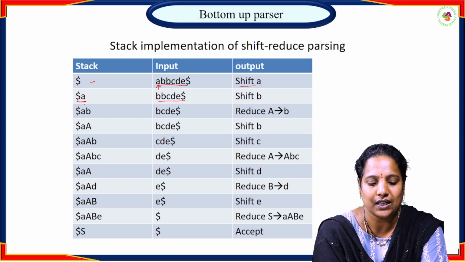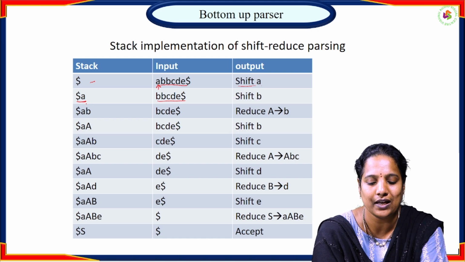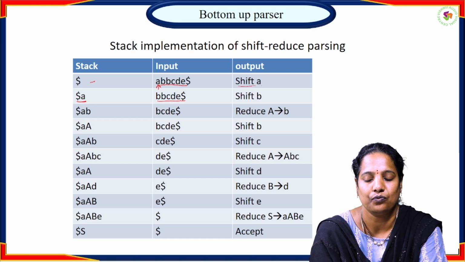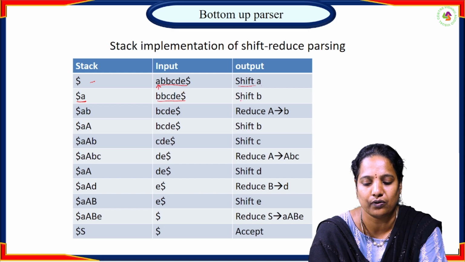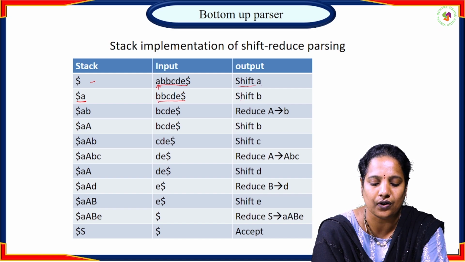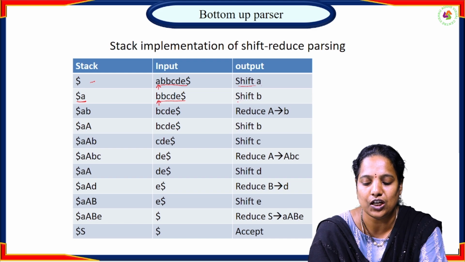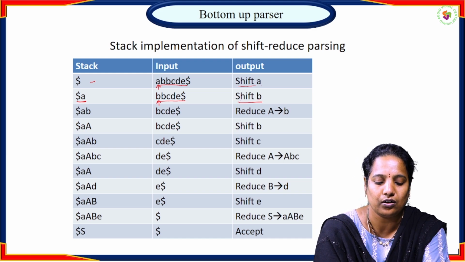By seeing the top of the stack, do we have any handle inside the stack? No, no handle is present. What is the next operation we need to perform? If a handle is not there, obviously we need to shift the next input symbol onto the stack. We need to shift B onto the top of the stack.